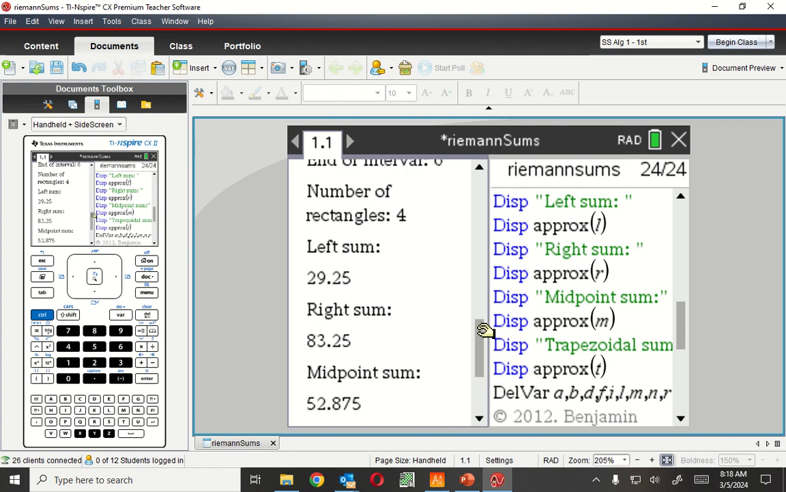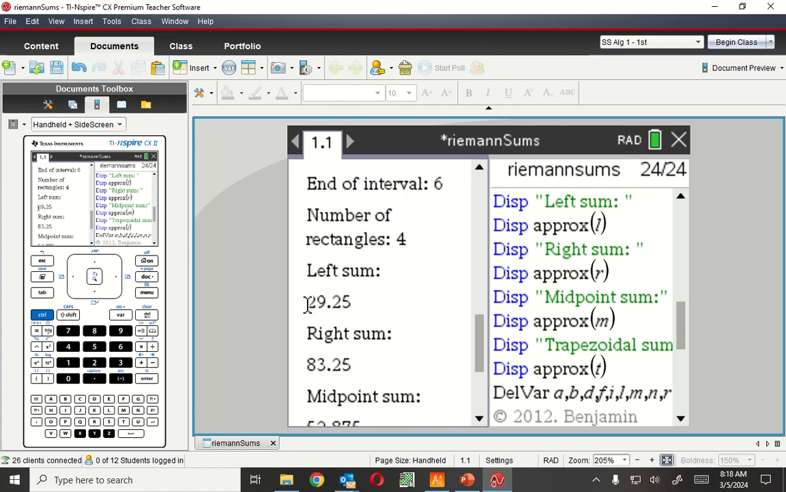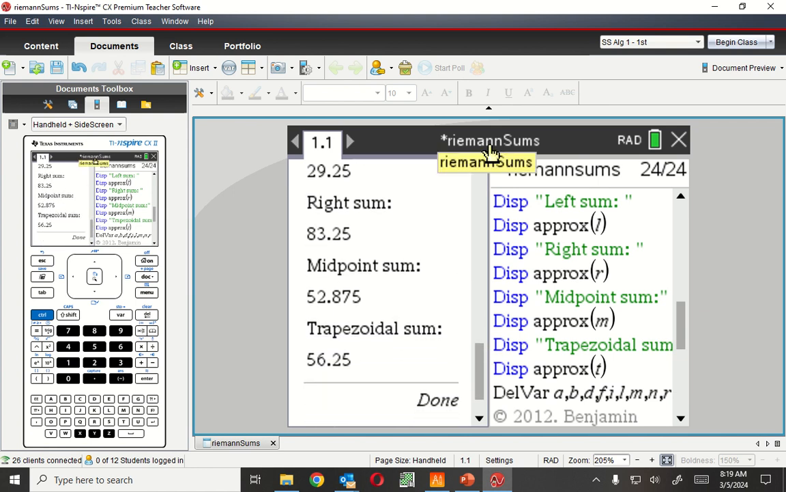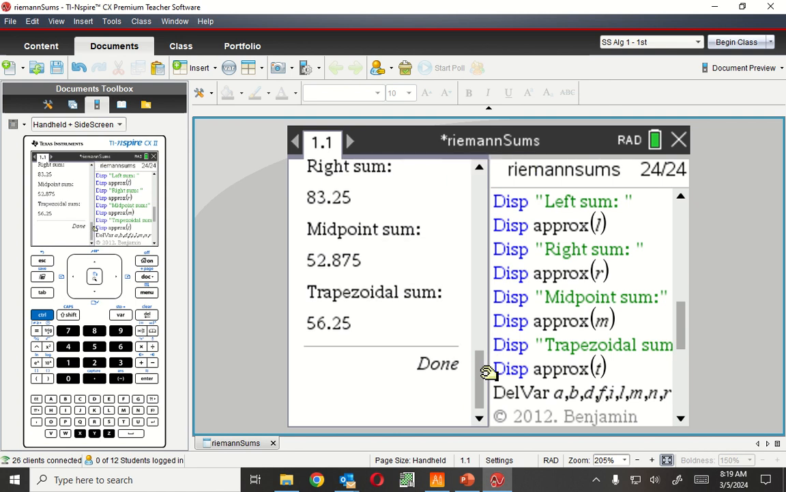There we go. So this is the one that was the 117 over 4. And if we did the right sum, and then there was the one that we had for the midpoint. So if they're equal parts, you could use the Riemann sum program to get your answer there.